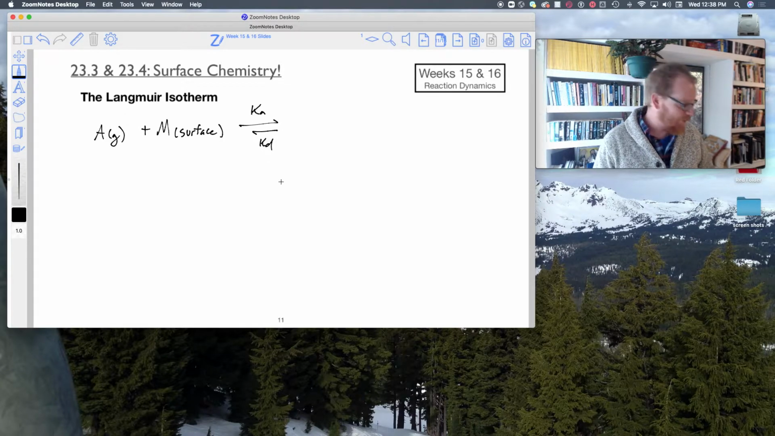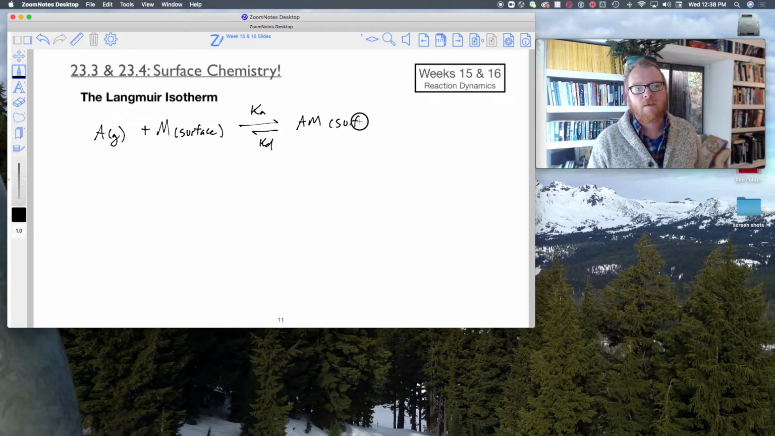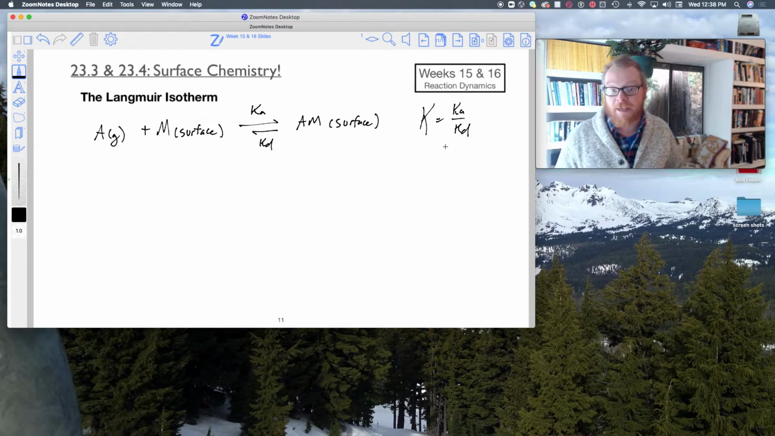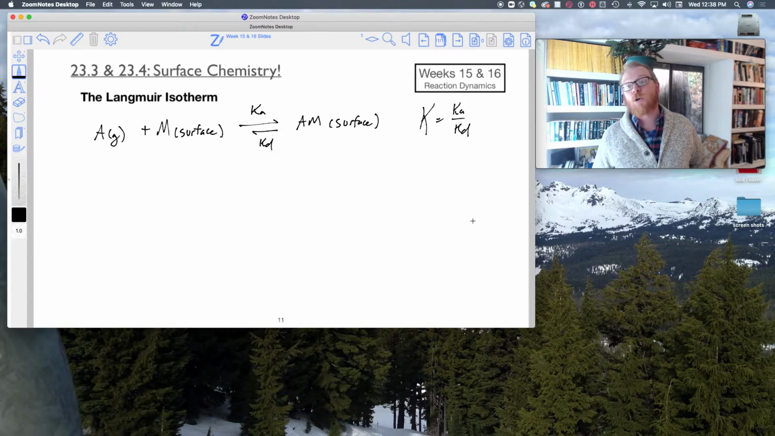And there's desorption given by Kd. And this becomes a new interaction pair. We could think of this as an encounter pair, AM, on the surface. Okay? This could be for physisorption or chemisorption. And we remember the equilibrium constant for this will be the forward reaction divided by the reverse reaction, so Ka over Kd. The value of that constant is also a good indicator if something's been chemisorbed or physisorbed.